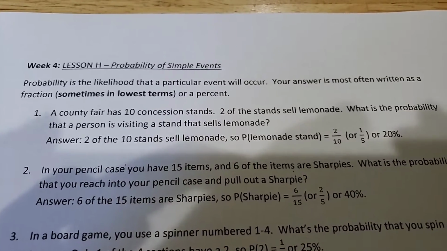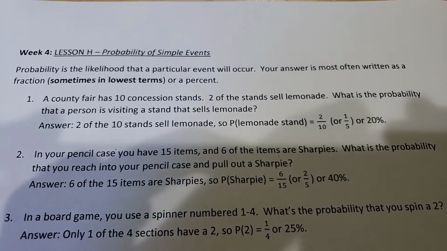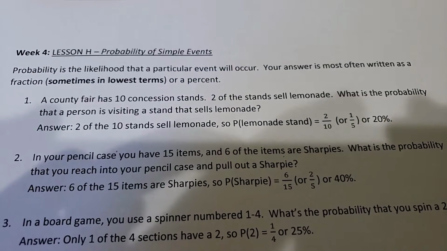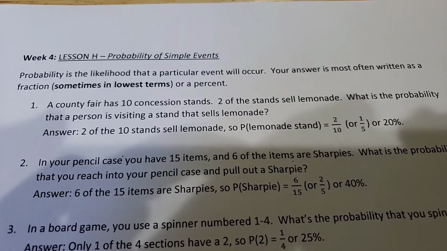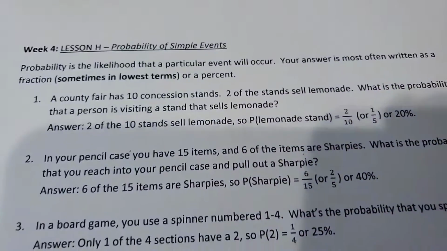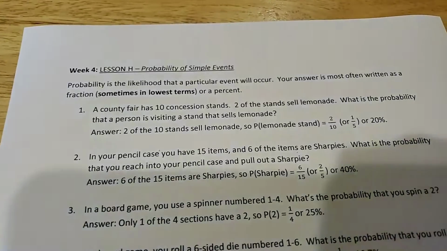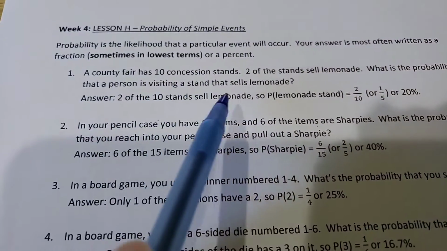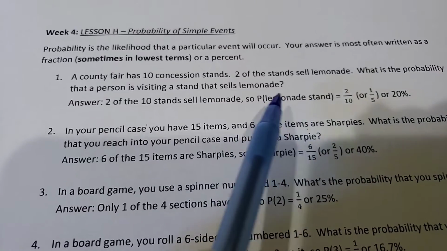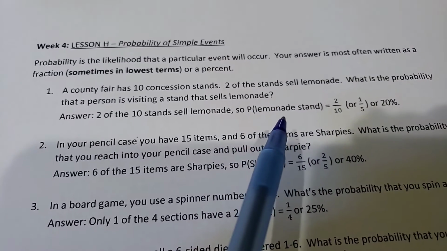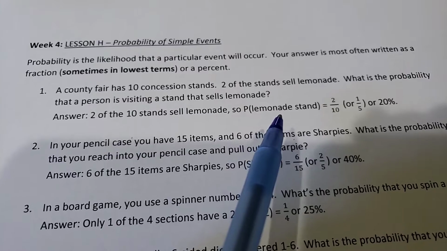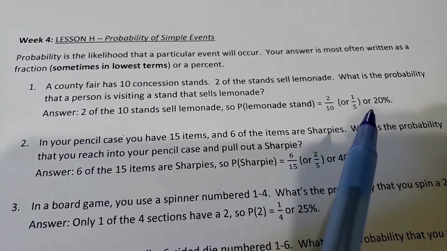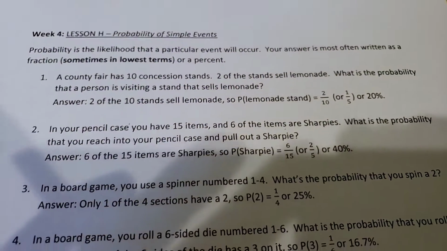All right, so here are a few examples to look at. Number 1: a county fair has 10 concession stands. 2 of the stands sell lemonade. What's the probability that a person is visiting a stand that sells lemonade? Our answer: 2 out of the 10 stands sell lemonade. You see a lot of times there's a P in front of the specific situation in parentheses. In this case, the probability is 2 out of 10, or 1 out of 5 in lowest terms. Converted to a percent, it's 20%.